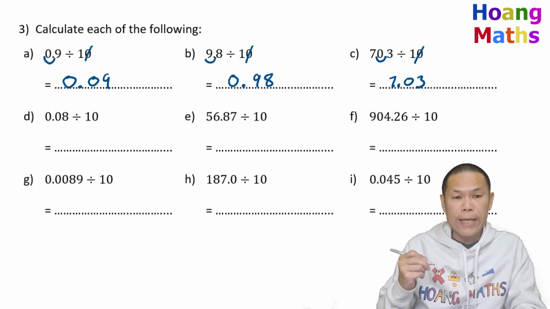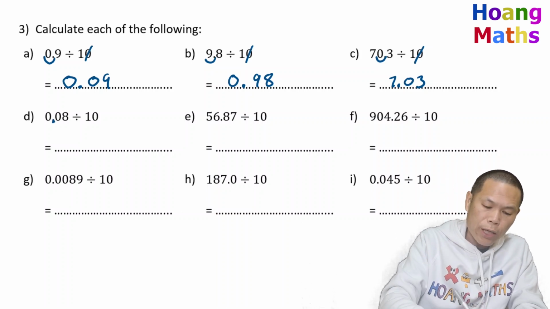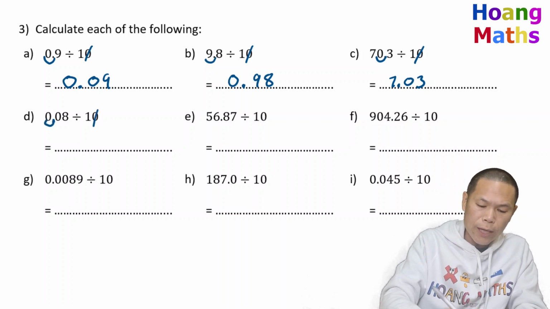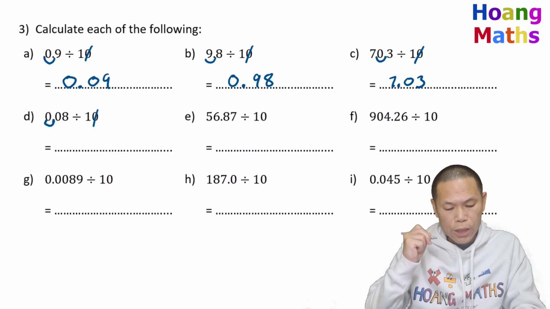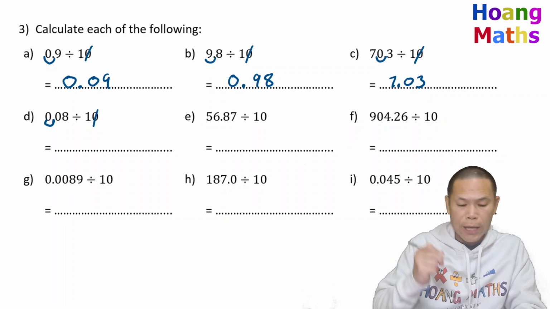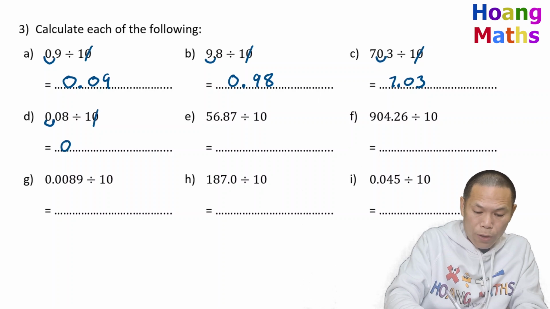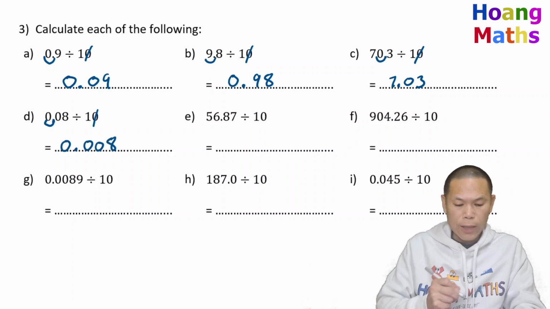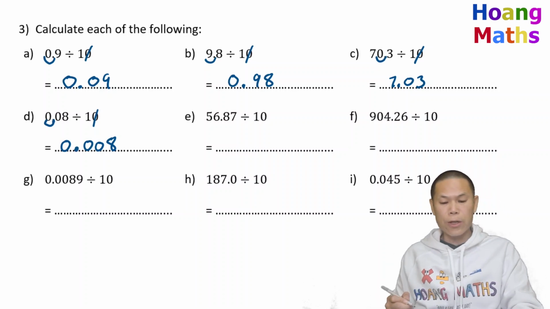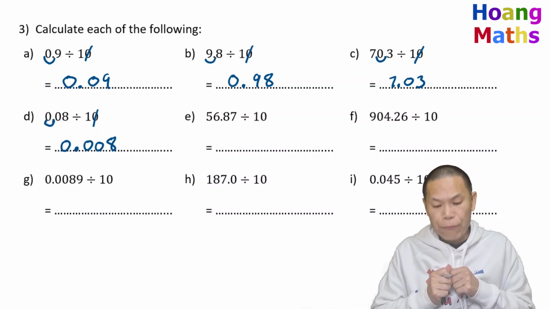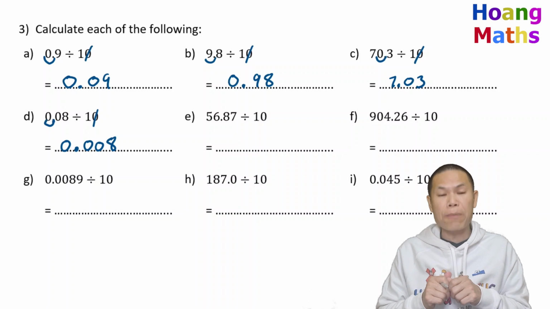Part D, 0.08 divided by 10. So this decimal point here, move 1 unit to the left. We cancel that. 0.008, it becomes 0.008. So that's the answer. So there you go. Part E, we have 56.87 divided by 10.